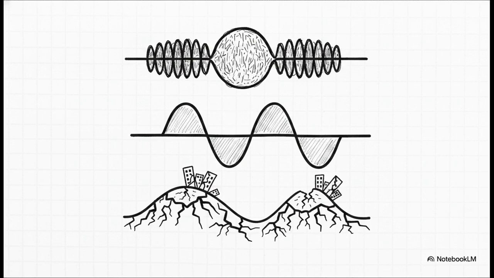But here is the critical part. The absolute last to arrive are the surface waves, your Love or Rayleigh waves. Even though they're the slowest of the bunch, they are by far the most destructive because they violently move the ground both laterally and vertically, completely tearing infrastructure apart.